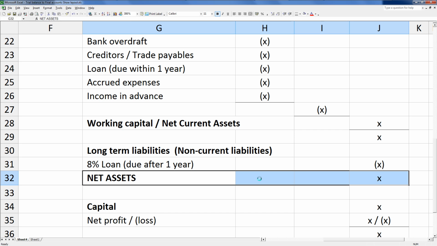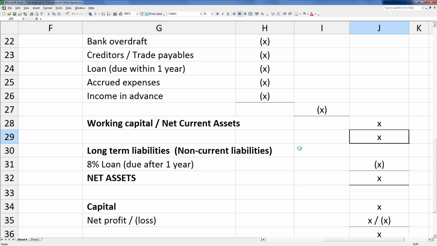Just a point there: you may think to yourself, if we're told 8% loan, what does the 8% mean? Well, the loan would be whatever the value is there. 8% means it's the annual rate of interest. So if that was 100,000, then 8% of 100,000 is the interest for the year. Some students do ask what 8% means when it says 8% loan or 10% loan. That's the percentage of interest. So that's the net assets.